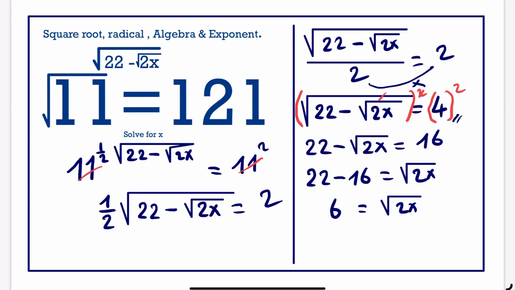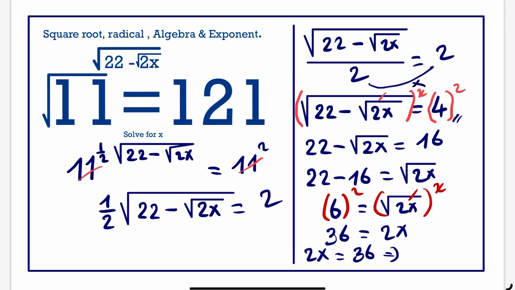Next, we square both sides. Since we want to eliminate this square root, the square and the square will cancel out. We'll be left with 6 squared will give us 36, because it's 6 times 6, should be equal to 2x. So we can flip this. 2x will be equal to 36. This implies x will be equal to 36 divided by 2, which is 18.